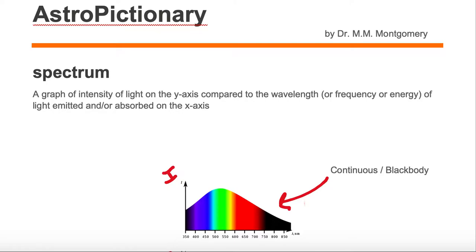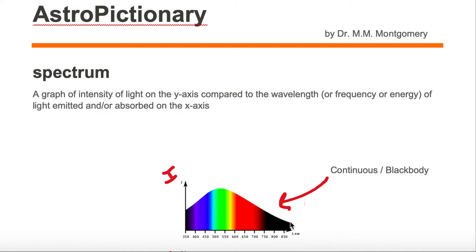A spectrum is a graph of intensity of light on the y-axis compared to the wavelength or frequency or energy of light emitted and/or absorbed on the x-axis. So basically we're looking at a graph. This graph has intensity, labeled I, on the y-axis compared to wavelength along the x-axis. Intensity you want to think of as amount. We're looking at the amount of light being emitted at a particular wavelength.